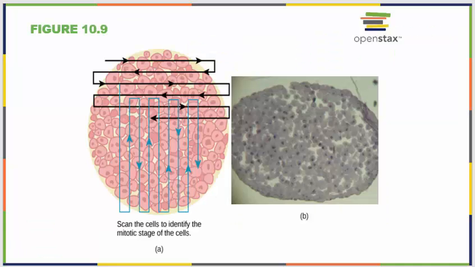This is both a cartoon image and a compound microscope image of a whitefish blastula. We can scan the cells of dividing organisms to identify the various mitotic stages. Notice that none of the cells appear to be in the same stage.